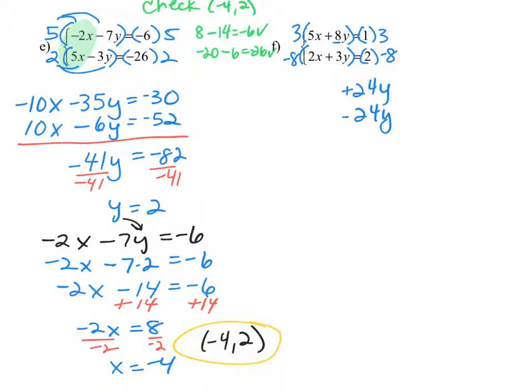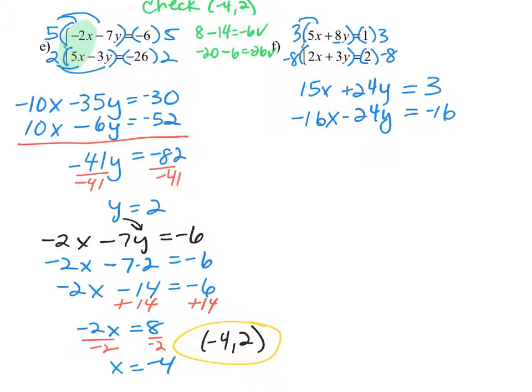So when we distribute, we have 3 times 5x, I'm sorry, 15x. My bad. So that's 15x, and then 3 times 8y is 24y, and on the right side we get 3. In the second equation, we're multiplying the whole equation by negative 8. Negative 8 times 2x is negative 16x, and negative 8 times 3y is negative 24y. That's great, we have the opposites, and on the right side we have negative 16.